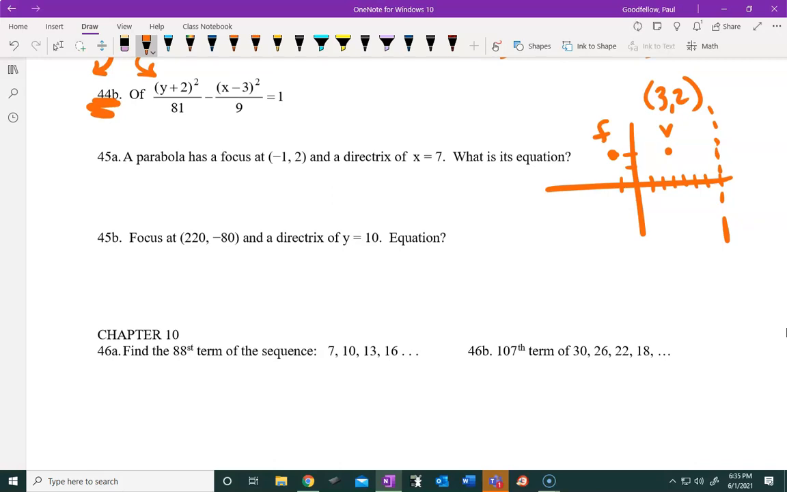And now you can put the actual deal together. Goes to the left. It's going to have a negative p-value, which is p is negative 4 because it's going left. You piece that together. Get that equation going. And then try 45b.